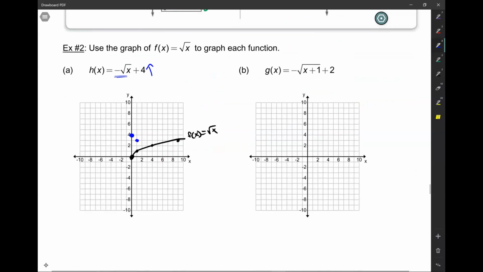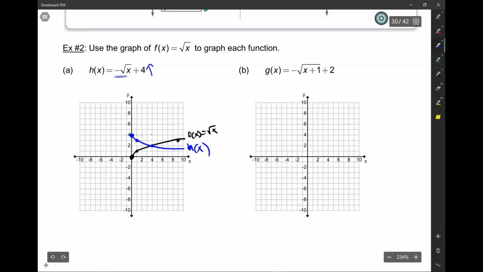Okay, so think about what it does. It takes your value, gives you the square root, and then makes it negative. So I go over 1, the square root is 1, the negative of it is negative 1, downward. So if I go over 4, 1, 2, 3, 4, the function takes the square root and makes it go down 2 units, so right there. All right, so that's what h of x looks like.